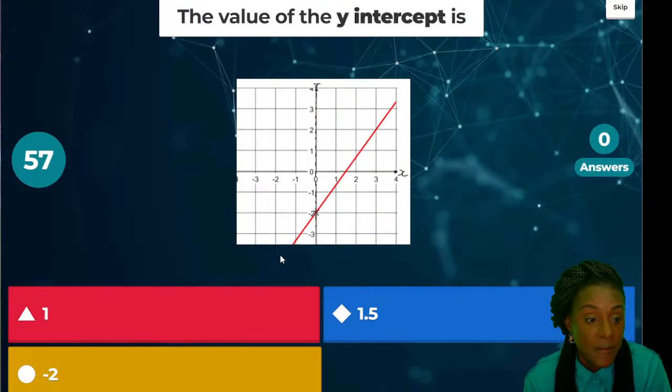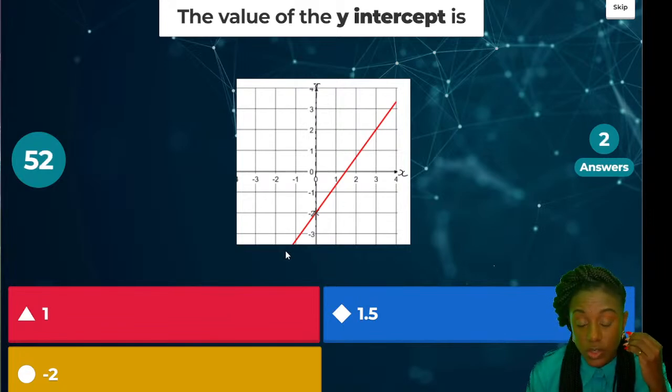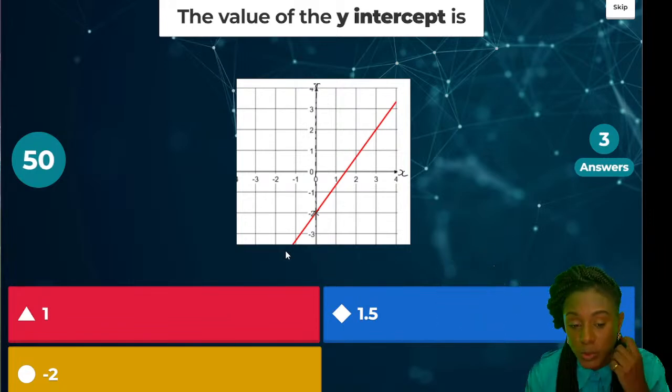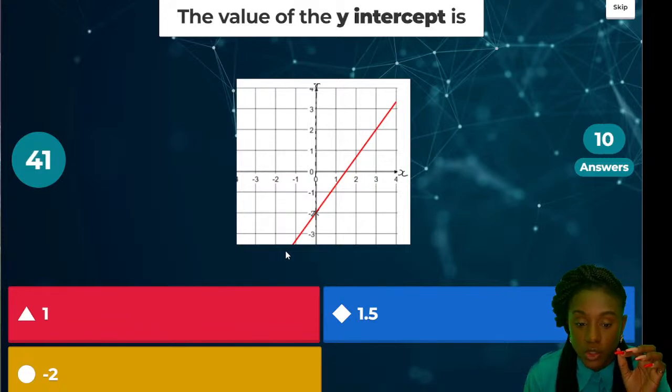So let's see the value of the y-intercept. You hear y, so no one should be looking on the x-axis. No one should be looking on the x-axis. I said y-intercept. So your answer should be read from the y-axis.